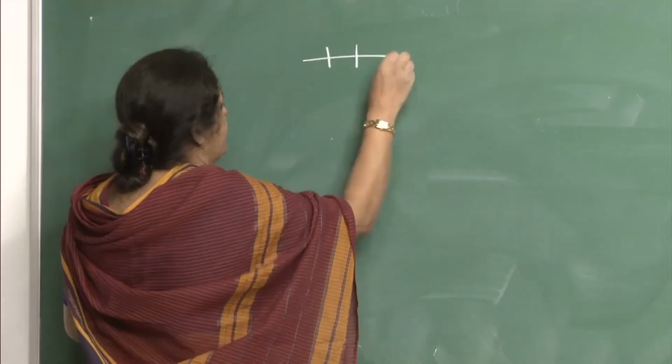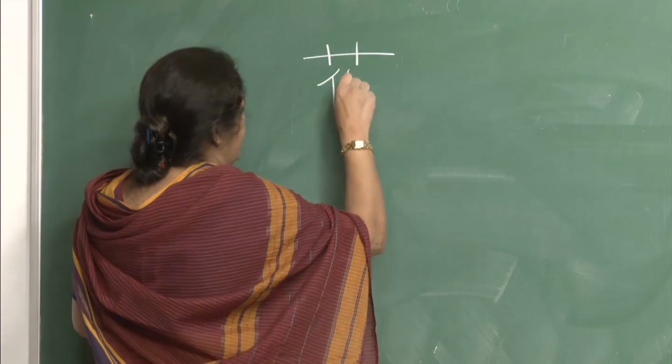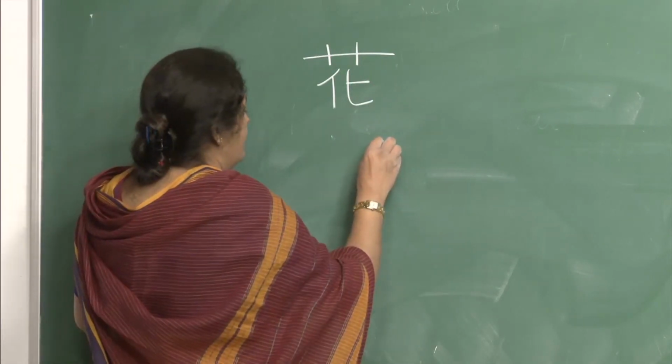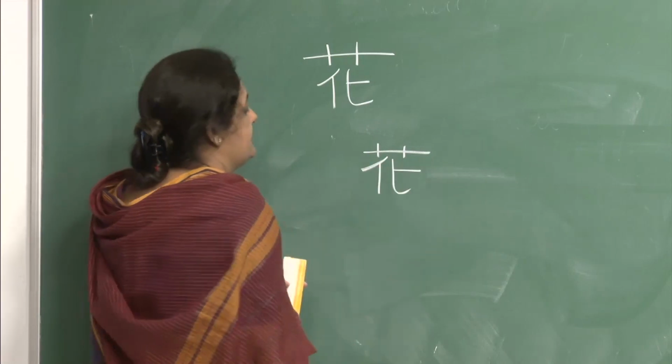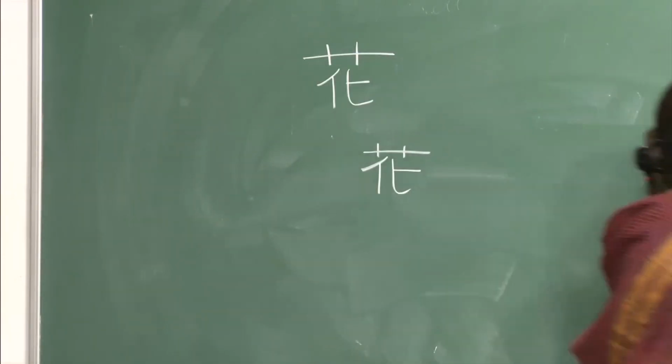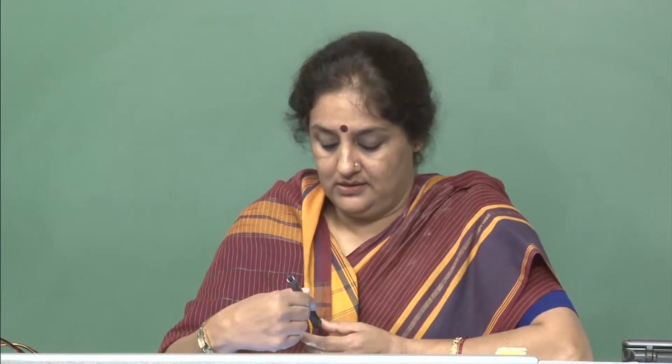1, 2, 3, 4, 5, 6 and 7. Once again, 1, 2, 3, 4, 5, 6 and 7. Please remember, it is a 7-stroke character, hana. And what can you remember from hana? Well, one word that you know is hanaya, hanaya-san, a flower shop. Another word that you know is hanami, which you did a couple of lessons back, which is viewing cherry blossoms.